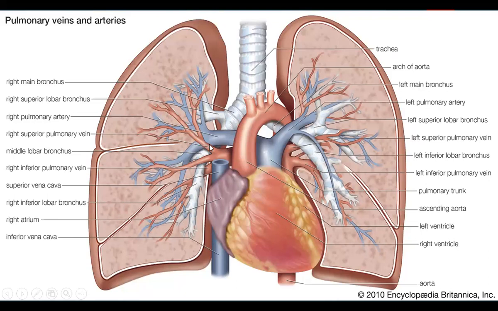Right superior will be more anterior and right inferior will be posterior. If you see here, this is the superior vena cava opening into the right atrium, and here is the inferior vena cava opening into the right atrium. Both superior and inferior vena cava have been shown, and this is the right atrium. This is the right ventricle. Here will be the left atrium, and here will be the left ventricle. So these pulmonary veins, superior and inferior, are going towards the left atrium.